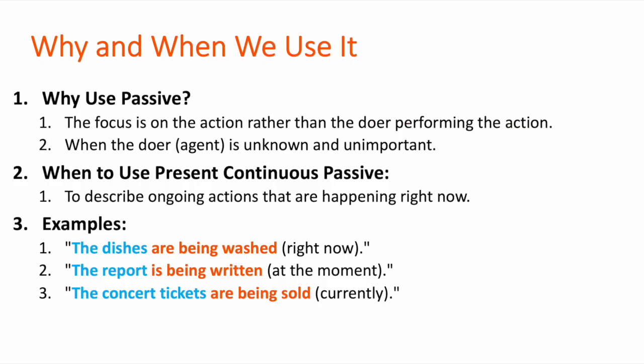Why and when do we use passive voice? Number 1, to focus on the action rather than the doer of the action performing it. Number 2, when the doer or the agent is unknown or unimportant. Part 2, when to use present continuous passive: to describe an ongoing action happening right now.